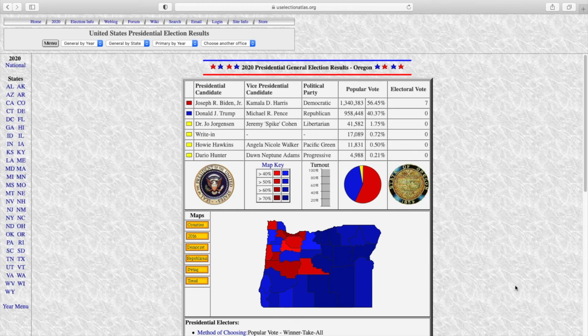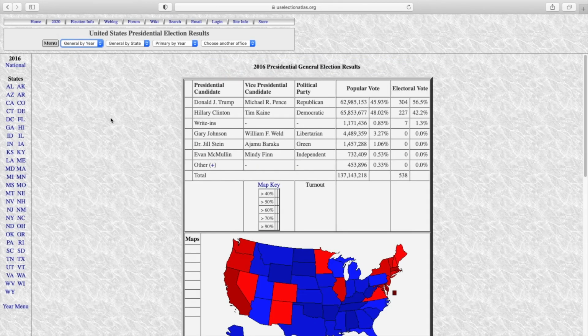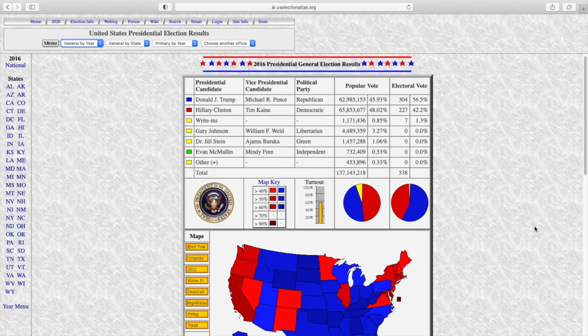So let's go ahead and go back in time and look at the 2016 presidential election. This is going to show you how the Electoral College can be problematic.